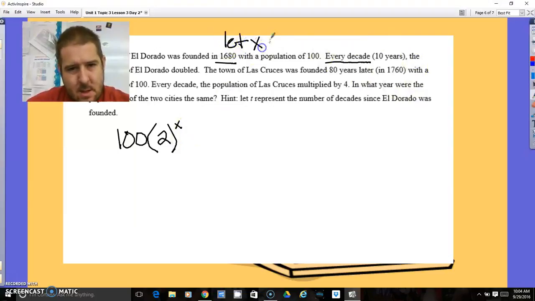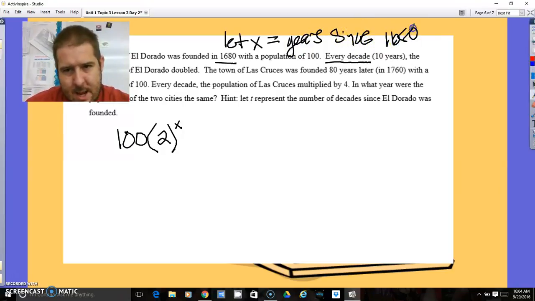Let x equal years since 1680. Well, how many years has it been since 1680? 0. So we're just going to put x right there. That's El Dorado. Equals La Cruces.